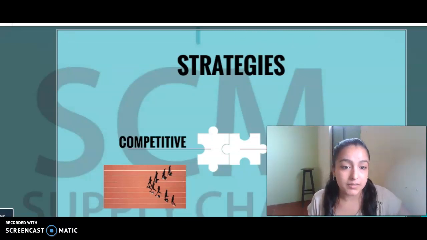And the corporative strategy defines the following parameters: the mission of the company, the objectives of the company, the vision of the organization, the culture, and the values.